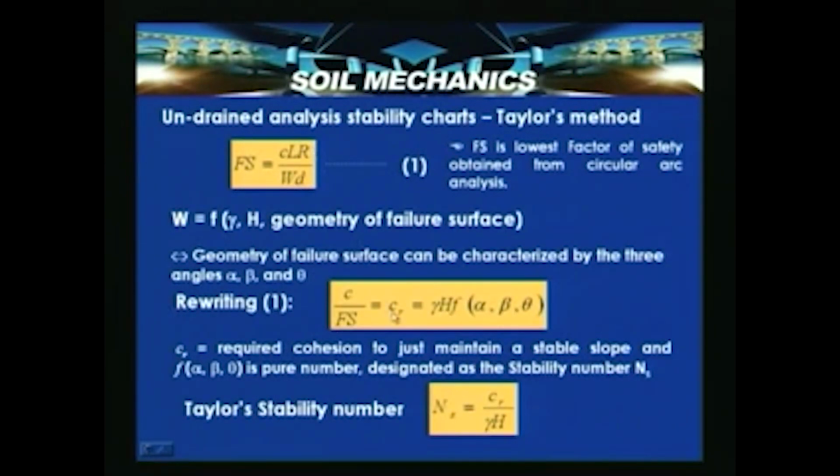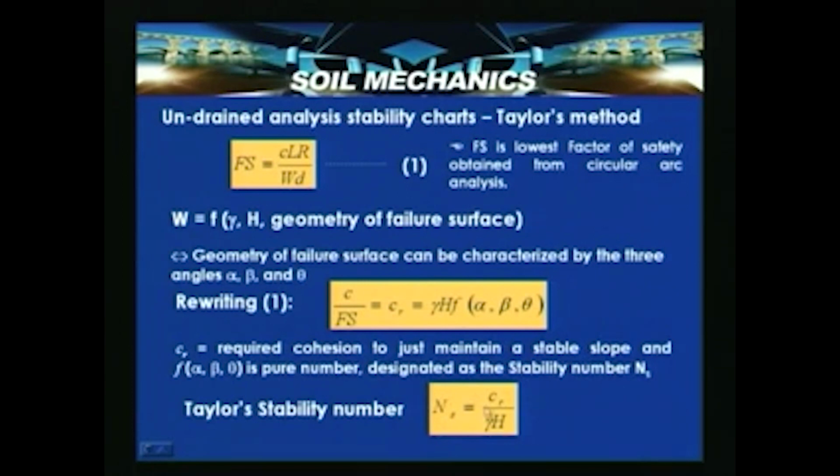So, rewriting 1 as C divided by factor of safety is equal to CR, that is CR is nothing but the required cohesion to just maintain a stable slope, and gamma H into F of alpha, beta, theta. So, rewriting 1, we can get C by Fs, that is cohesion divided by Fs, which gives a value that is called CR, the required cohesion to just maintain a stable slope, equal to gamma H F of alpha, beta, theta, where function alpha, beta, theta is a pure number and is designated as the stability number Ns.